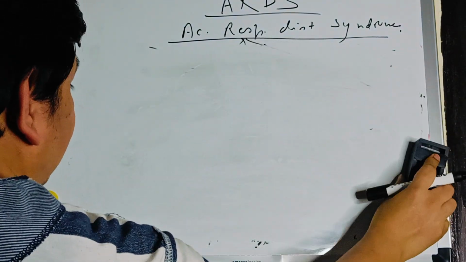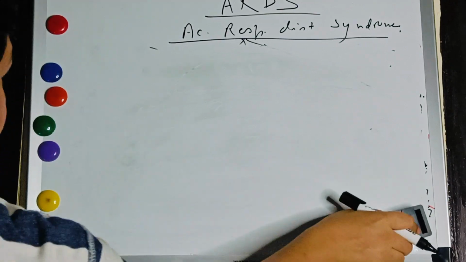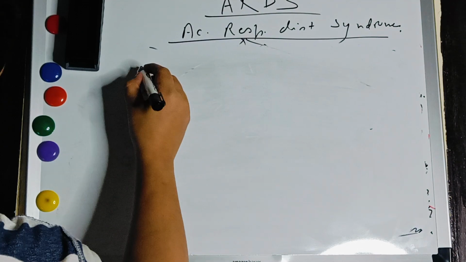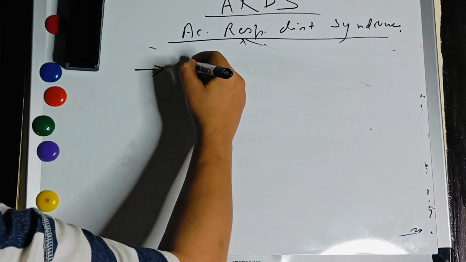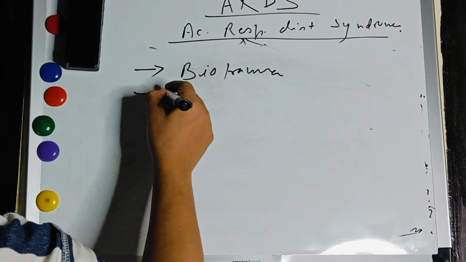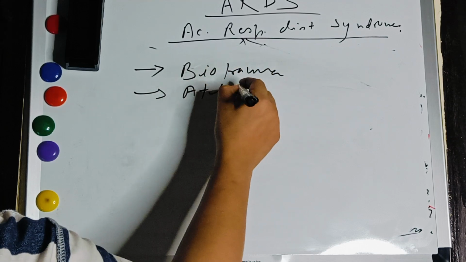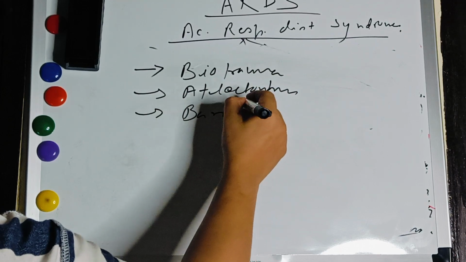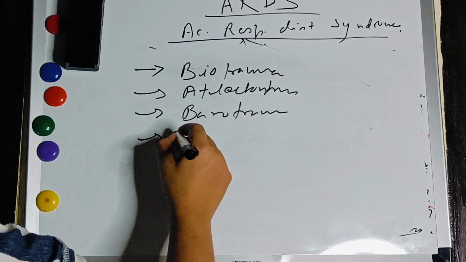Before proceeding further, there are some concepts that are required to be understood. The concepts are biotrauma, atelectotrauma, barotrauma, and volutrauma.